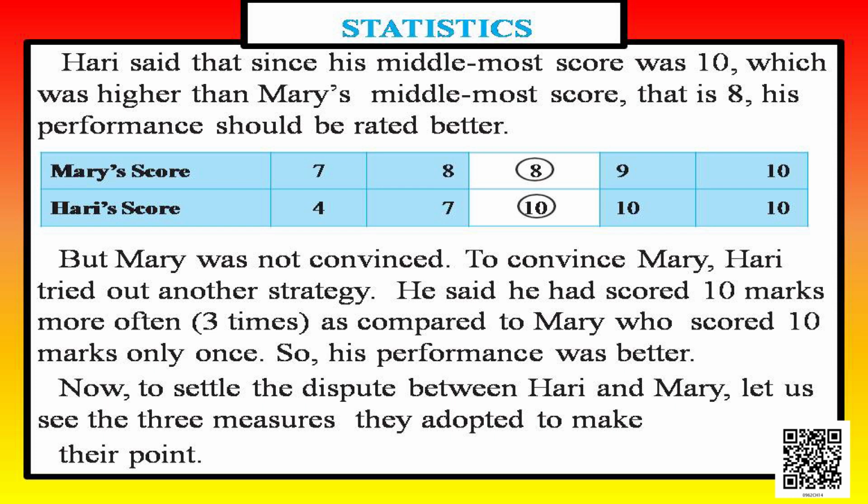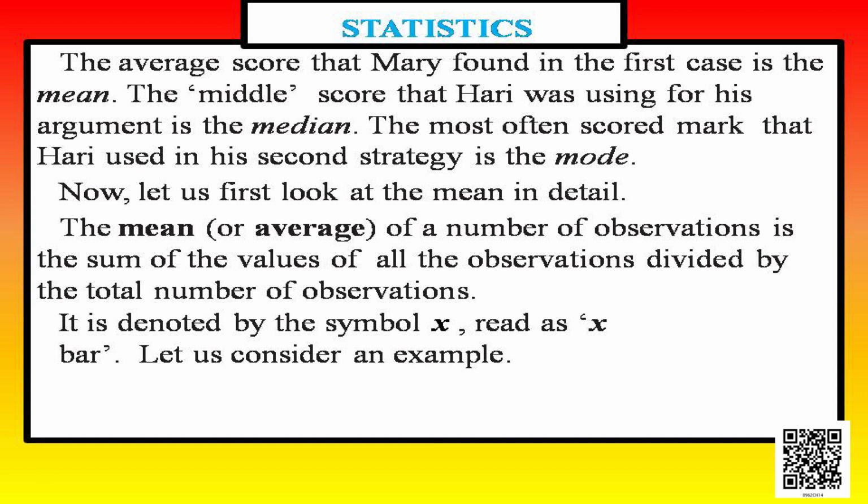To convince Mary, Hari tried out another strategy. He said that he has scored 10 marks more often, that is 3 times, as compared to Mary, who scored 10 marks only once. So his performance was better. Now to settle the dispute between Hari and Mary, let us see the 3 measures they adopted to make their point. The average score that Mary found in the first case is the mean. The middle score that Hari was using in his argument is the median, and the most often scored mark that Hari used in his second strategy is the mode.